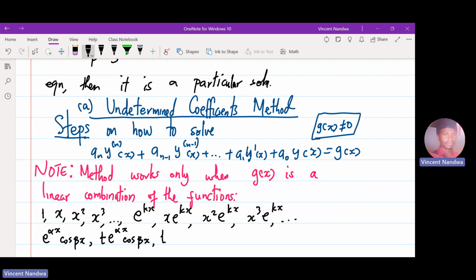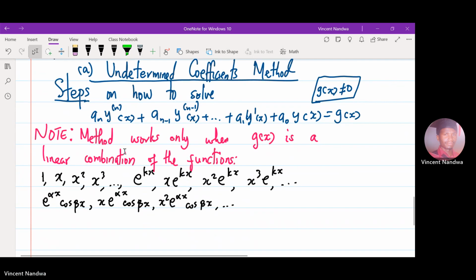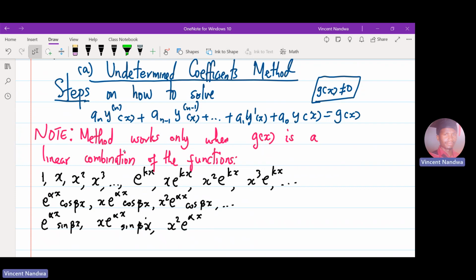We may have x squared e raised power alpha x cosine of beta x, etc. Or we may have e raised power alpha x sine of beta x, x e raised power alpha x sine of beta x, or x squared e raised power alpha x sine of beta x, etc.